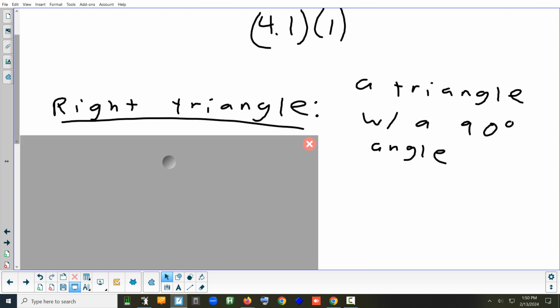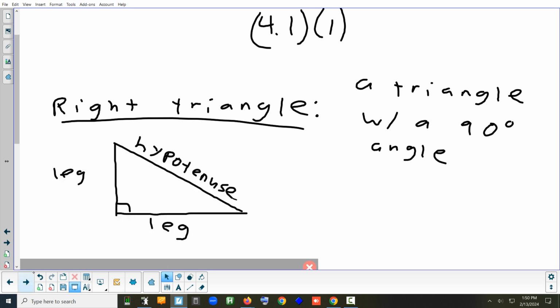Across from the 90-degree angle is the longest side. It's always the longest side, and that has a special name. Does anybody know what you call the long side in a right triangle? The hypotenuse. And what do you call the two short sides? The legs. This little square in the corner is the symbol for a 90-degree angle. The two short sides are the legs, and the long side is the hypotenuse.